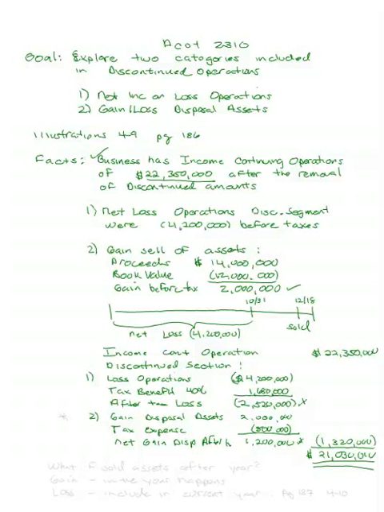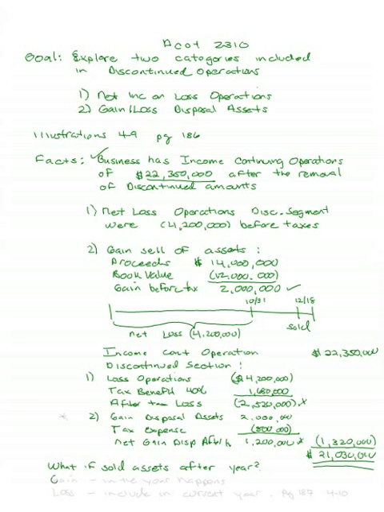There is one more consideration. Notice that we sold the assets in the same period that we discontinued the operations. What if you sold the assets after? It's entirely possible that it's going to take a while to sell the $14 million in assets that we hold. So what happens if you sell it after the year?